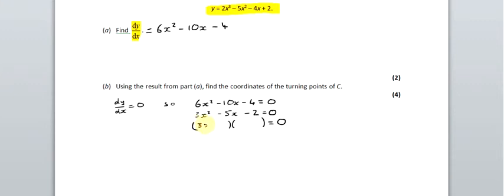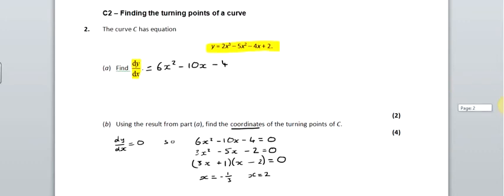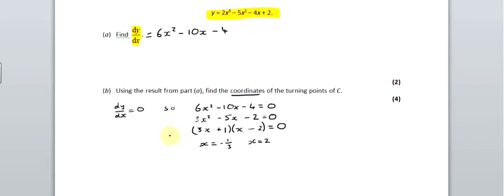So we've got to have 3x there and an x there. And then we've got to have, I believe, a 1 here and a 2 here. And it's going to be a plus 1 and a minus 2. So x is either going to be a negative third, or x is going to be 2. So we need to find the coordinates. So we've just found the x part of the coordinate, and now we're going to use the original equation to find the y part.